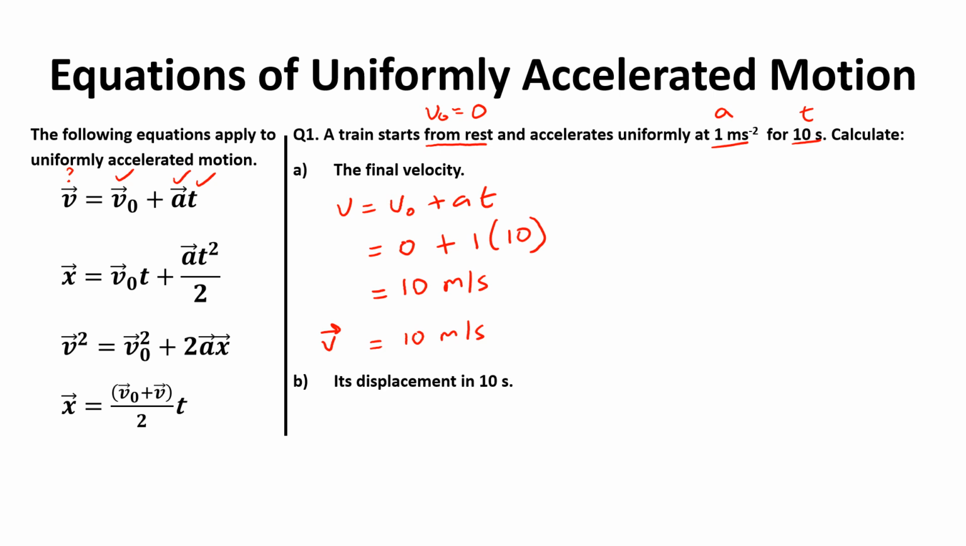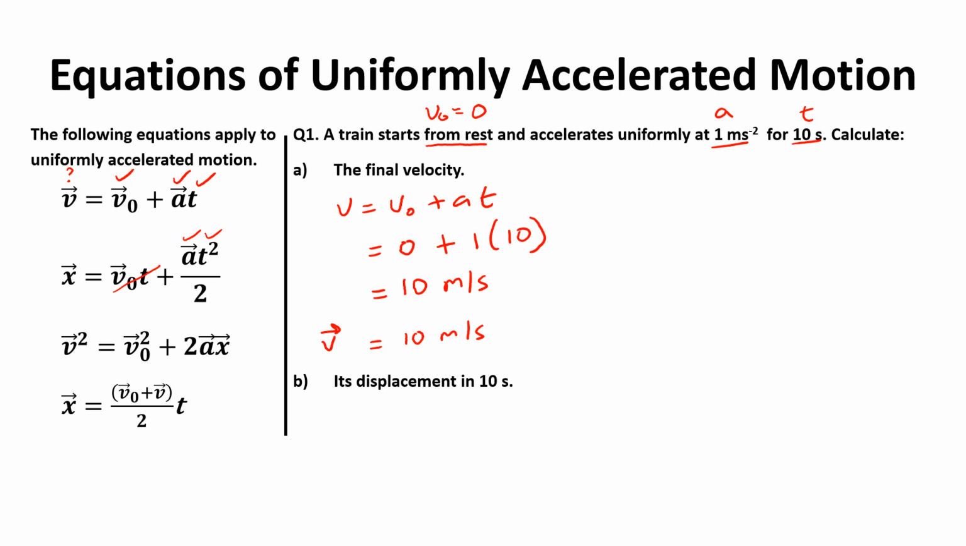Okay, part B, let's find the displacement in 10 seconds. Which equation do we use to find the displacement, to find the value of x? Let's look at the second equation. I know that v naught is equal to 0, so v naught times t is 0. I know the value of a. I know the value of t. t is equal to 10 seconds. So therefore, we can use the second equation to find the value of x.